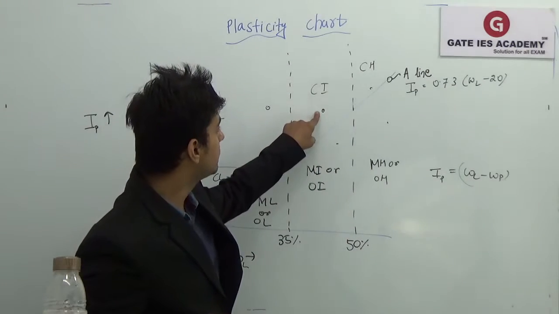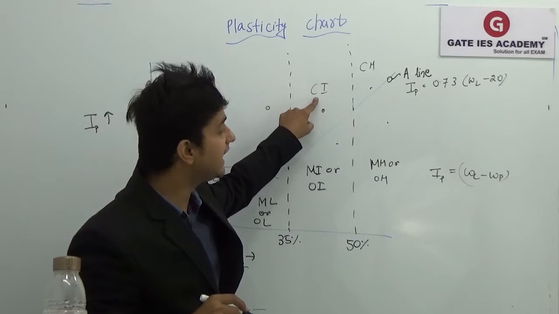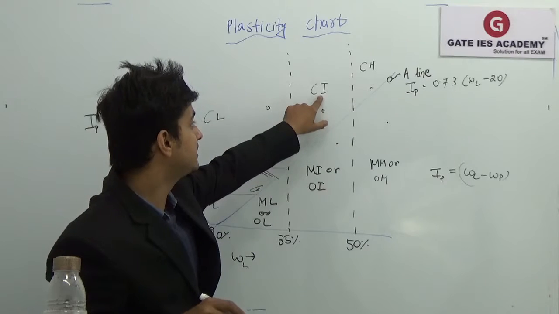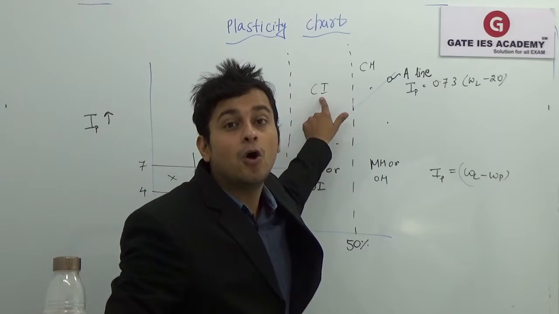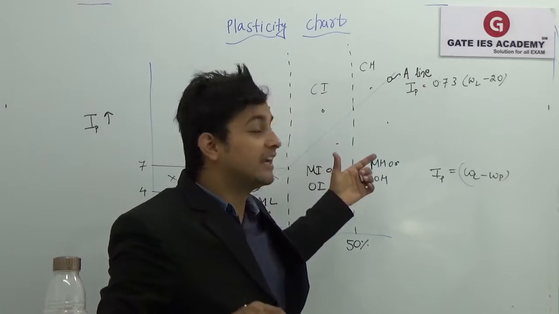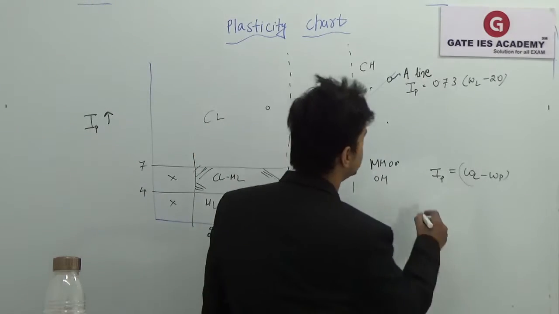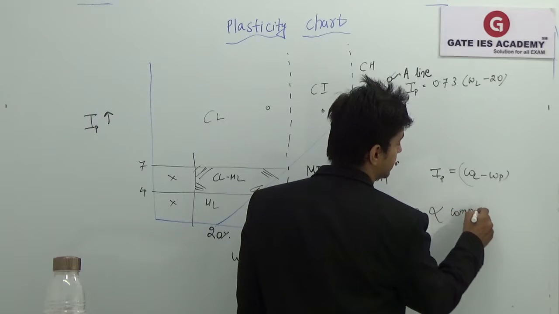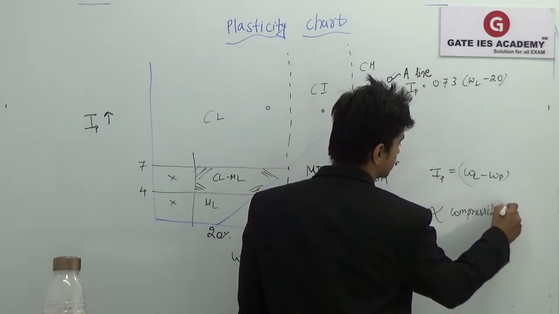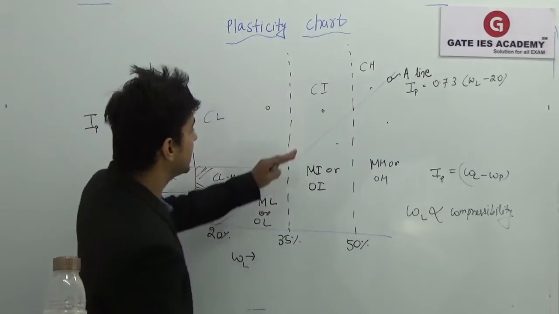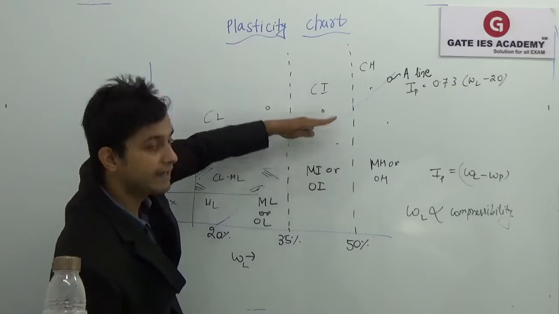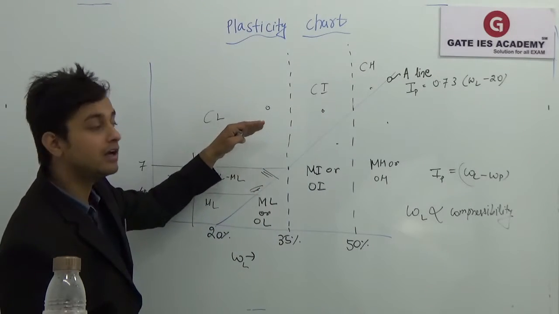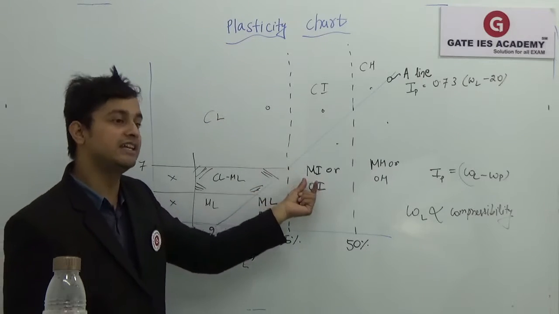So if the point is here, it is of clay nature, of intermediate compressibility. This is giving us the compressibility of the material, because the more the water content, the more compressible it is, because we very well know that liquid limit is proportional to compressibility. So if the plasticity is more, obviously it will be clay, because IP more, it will be clay, and if the plasticity is less, it will be silt or organic.